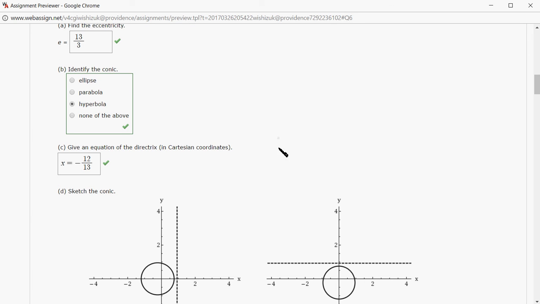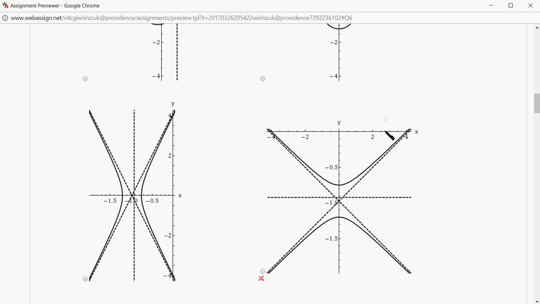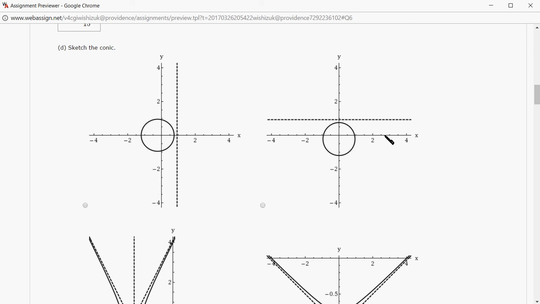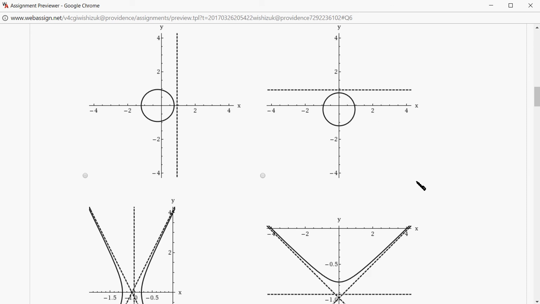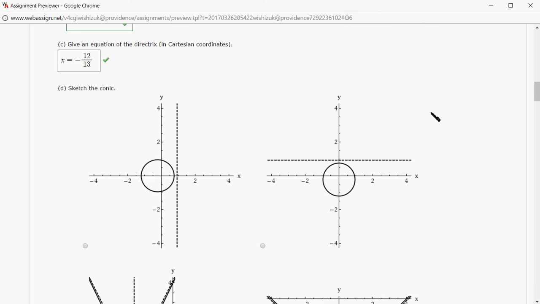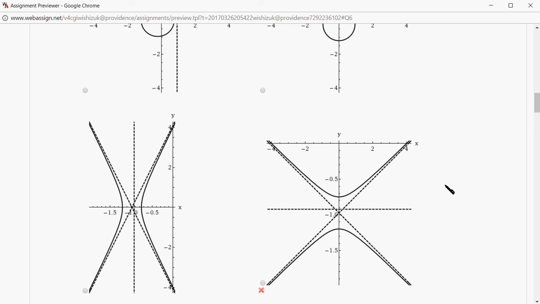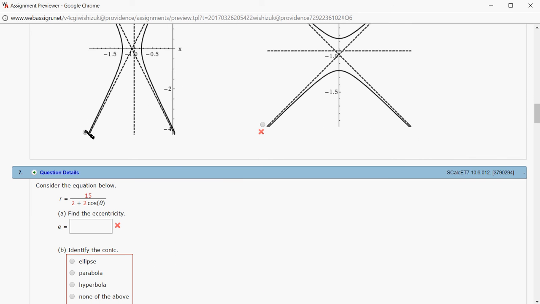We know that it's a hyperbola, so let's find the correct picture. The first two are definitely not the correct one because they don't look like hyperbolas. So we look at these two. The equation of the directrix is a vertical one, so it's going to have a picture facing left and right, instead of up and down. So the picture is definitely that one.